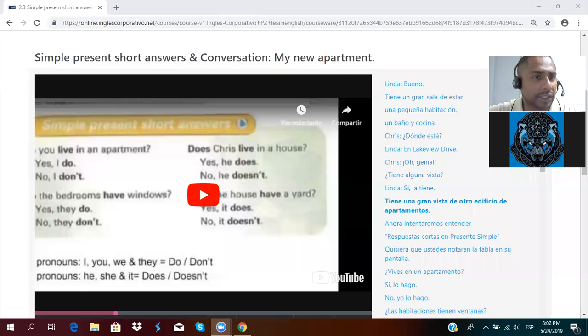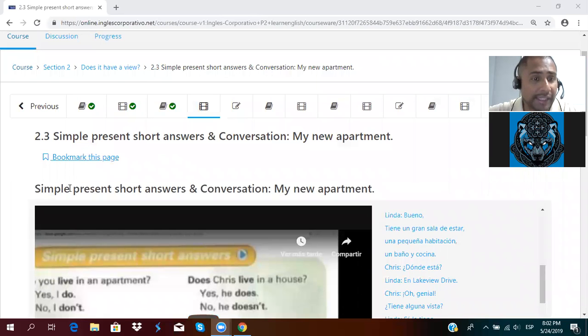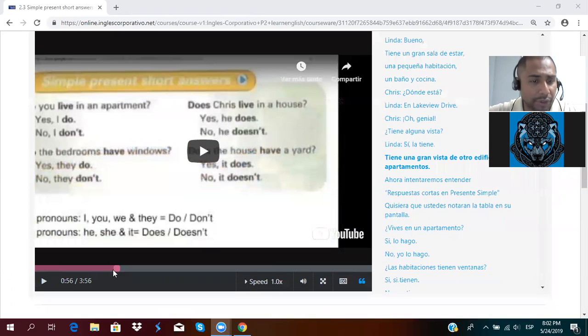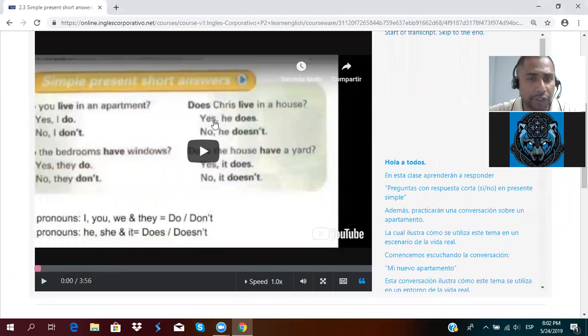So today we're going to continue, and I would like for us to look at section 2.3, simple present, short answers, and conversation. My new apartment. We're going to watch the video, and then we're going to do the practice activity. Are you ready? All right. I'm going to put you all on mute so that we can hear the video clearly.